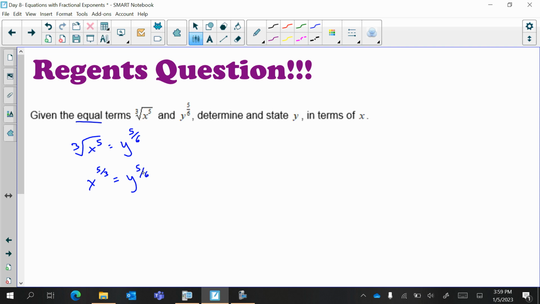And now we're going to see what this question actually wants. This will actually get you 1 point so far. They ask you to state y in terms of x. What that means is that they want you to get y equals. So we want to get y by itself. And if you want to get y by itself, you need to get rid of the 5/6. To get rid of the 5/6, you need the reciprocal exponent. So I'm going to do 6/5.